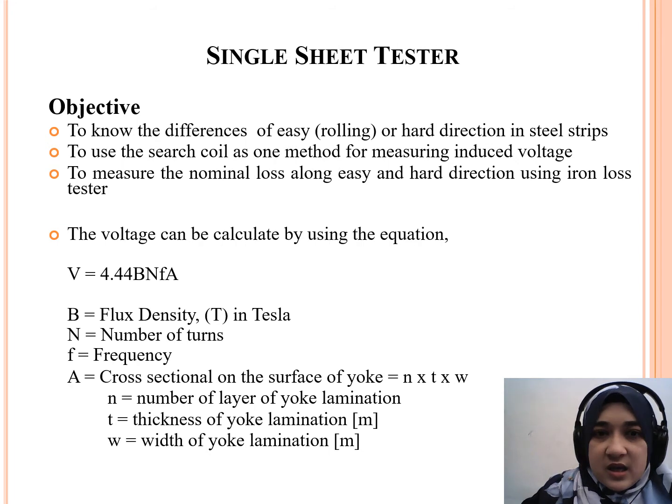Okay, this is the other one that I told you just now, the single sheet tester. But this one is for hard direction in steel strip. Just now, the Epstein was more for soft magnetic material. The voltage formula is almost the same.